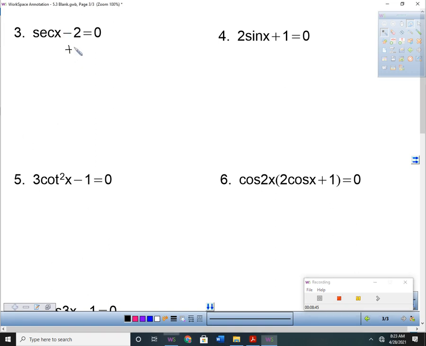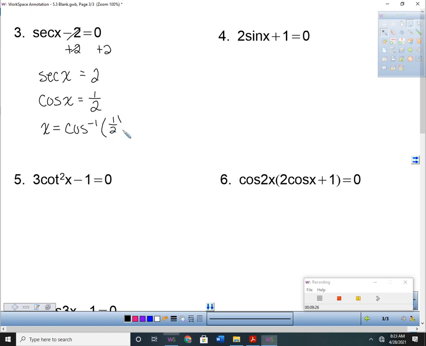So I'm going to add 2. So I have secant x is equal to 2. Now, I don't want to mess with all the inverse functions. I want to use just my regular trig functions, sine, cosine, tangent. So I know that secant is the inverse of cosine. So I'm actually going to change this, and then I'm just going to flip what this is. So 2 over 1, I'm going to flip it to 1 over 2. And then I'll do the inverse. So x is equal to cosine inverse of 1/2.